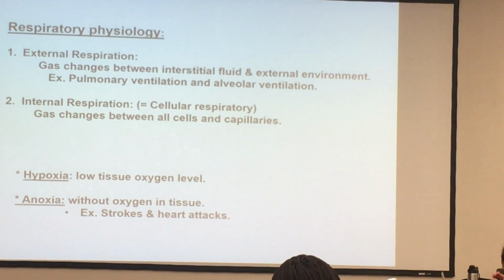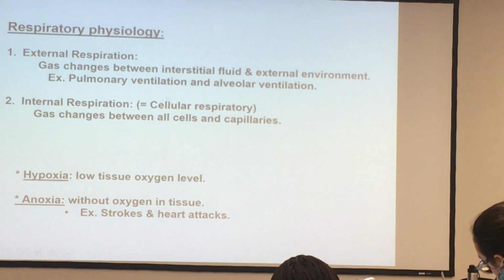Now we can go a little bit more to the physiology part. First, we have two terms: external respiration. That means something that happens in the lung, the gas exchange. We call it pulmonary ventilation or alveolar ventilation. Internal respiration is very interesting. Every cell will need oxygen, and the other name for it is cellular respiration: gas exchange between all cells and the capillary. This one you cannot see. All we can see is external respiration.